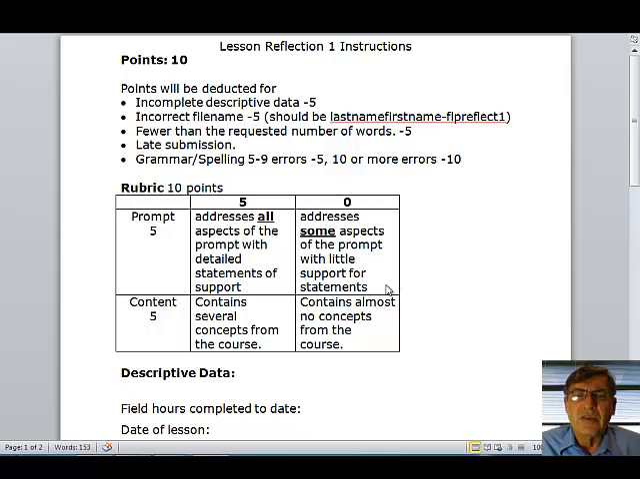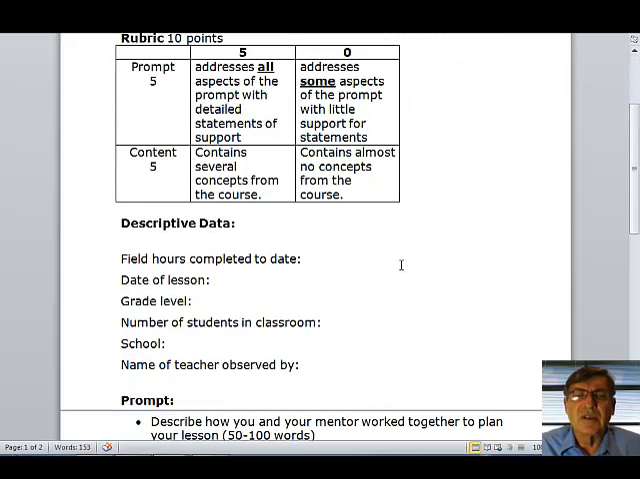The descriptive data, as it says above, incomplete descriptive data. If you're missing one of these lines, if one of these lines is not complete, you will lose 5 points. Field hours completed to date. Make sure that you're accurate with this, so that if I ask for your logbook they will match. If you're not making the progress you need to date, I might take off a point or two.